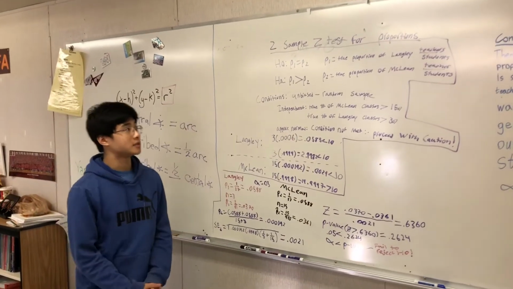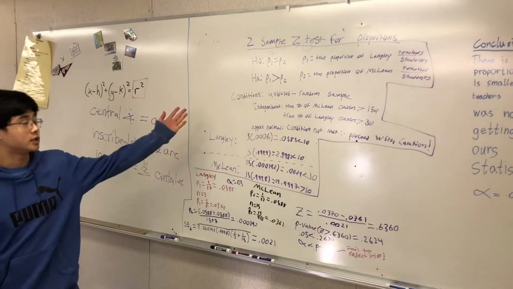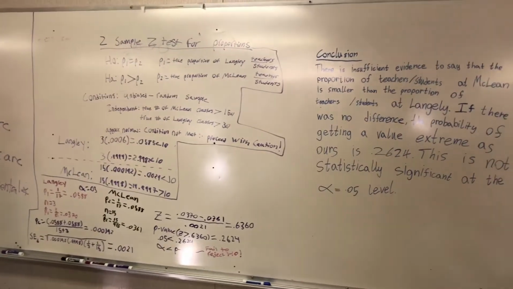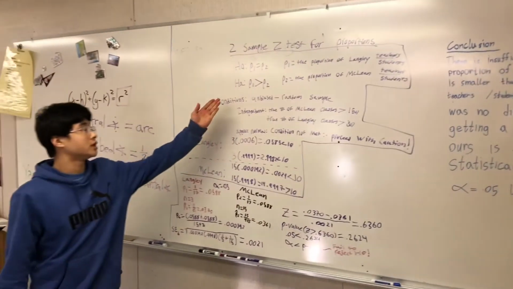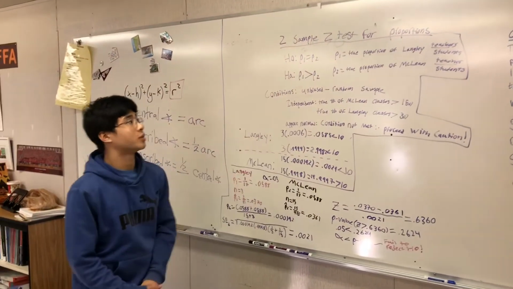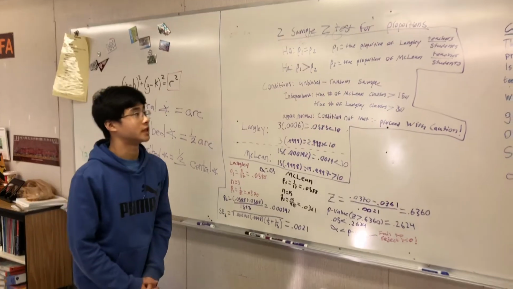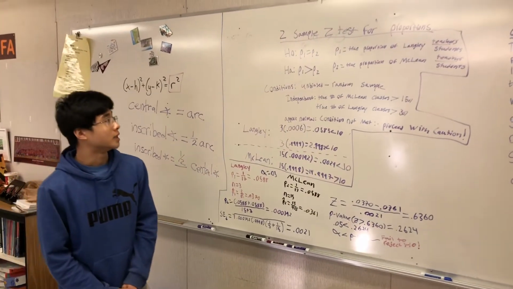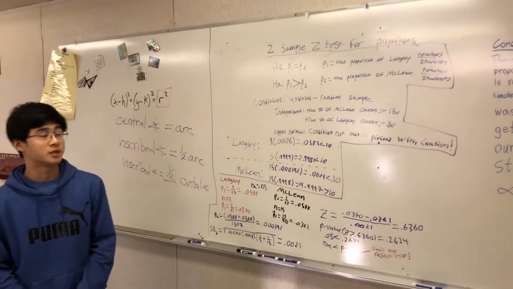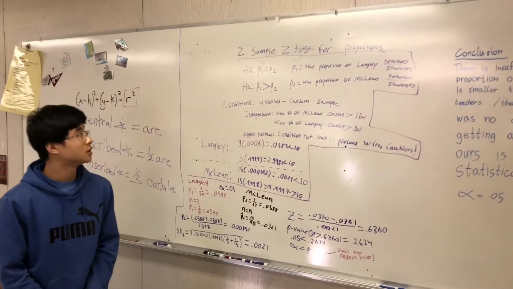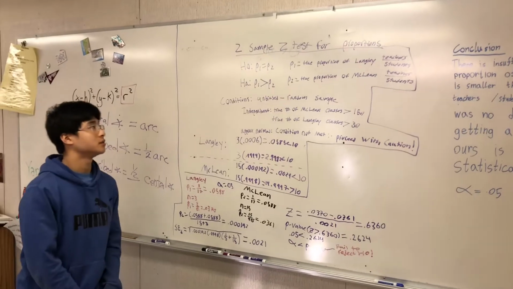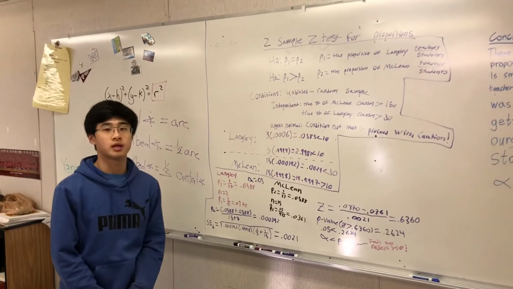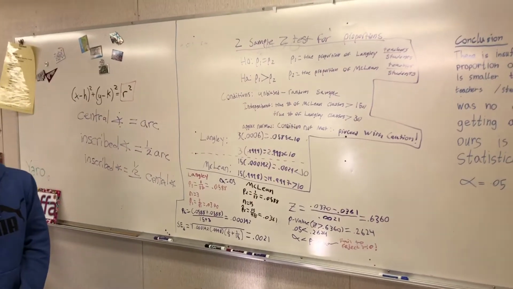And so my team and I created a null hypothesis and an alternate hypothesis. The null hypothesis states that P1 equals P2, P1 being the true proportion of Langley's teacher to student ratio is equal to the true proportion of McLean's teacher to student ratio. The alternate hypothesis is that the true proportion of Langley's teacher to student ratio is greater than the true proportion of McLean's teacher to student ratio.